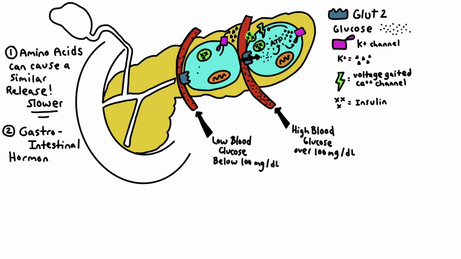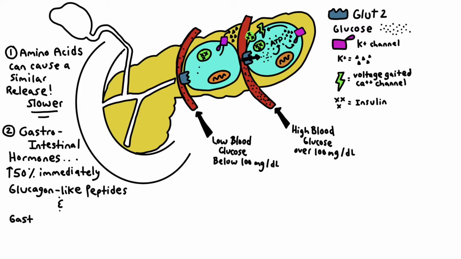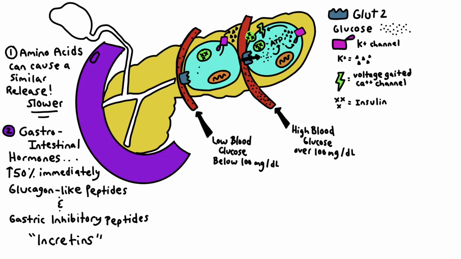Then we have the gastrointestinal hormones. They're going to immediately increase the amount of insulin by 50% through two hormones, your glucagon-like peptides and your gastric inhibitory peptides. These are called incretins and respond to nutrients entering the small intestine and will change the levels accordingly.